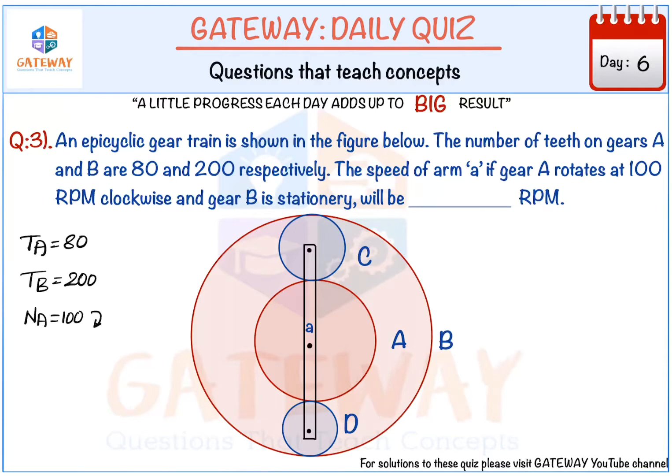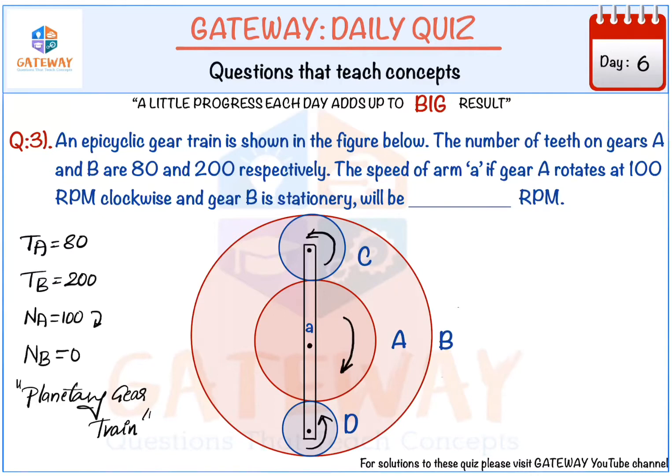So if A rotates clockwise and A and C are external gearing, then C rotates anti-clockwise. Similarly, A and D are external gearing, so if A rotates clockwise, D rotates anti-clockwise. And C and B, or D and B, are internal gearing. Therefore, if C rotates anti-clockwise, B rotates anti-clockwise. But actually in this question, it is said that B is fixed, so NB is equal to 0. And this gear train is called a planetary gear train.